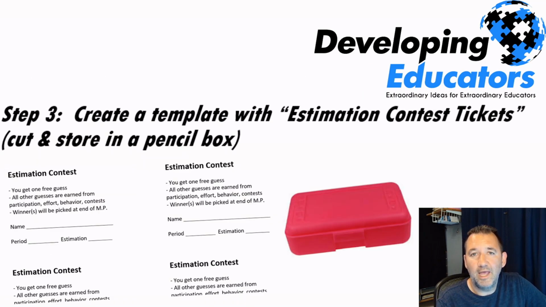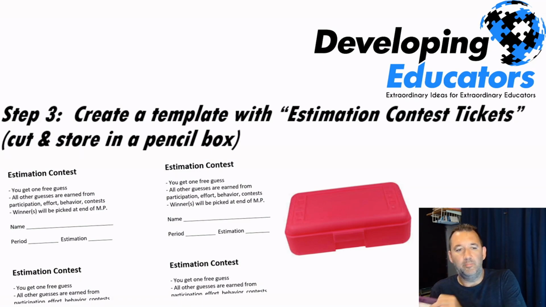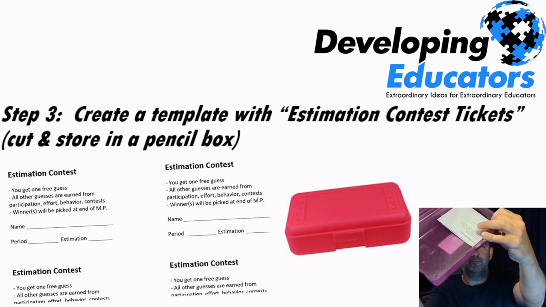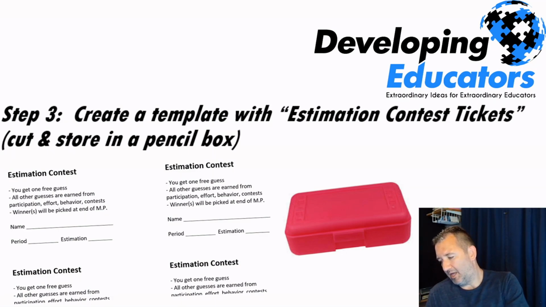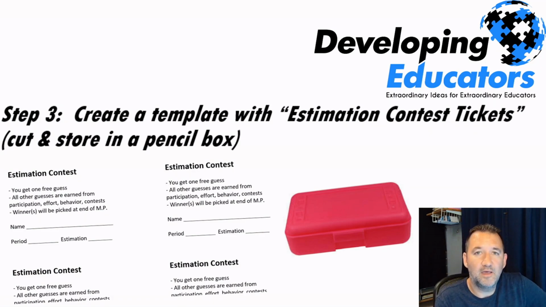Step 3, you're going to create a template of estimation contest tickets. I also call them guesses. What you're going to do with this template is print out a bunch of copies, cut them up, and store them in a pencil case box. So you can see it on the screen, but something like this, I have the box sitting there with a bunch of them in there. But that's actually not that many. I usually have that thing full of guesses.